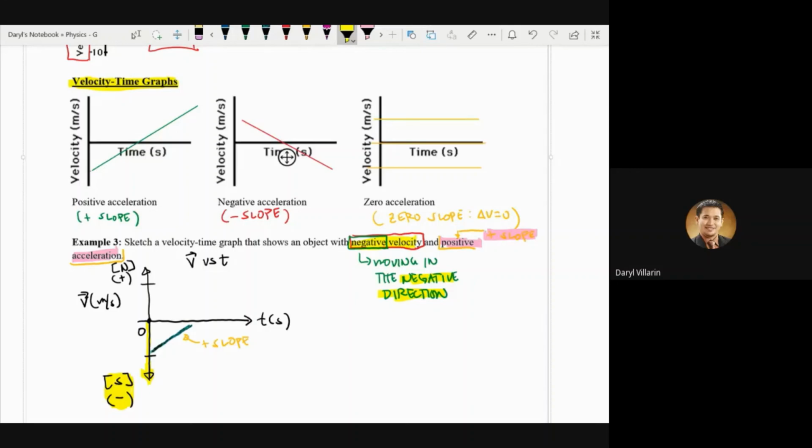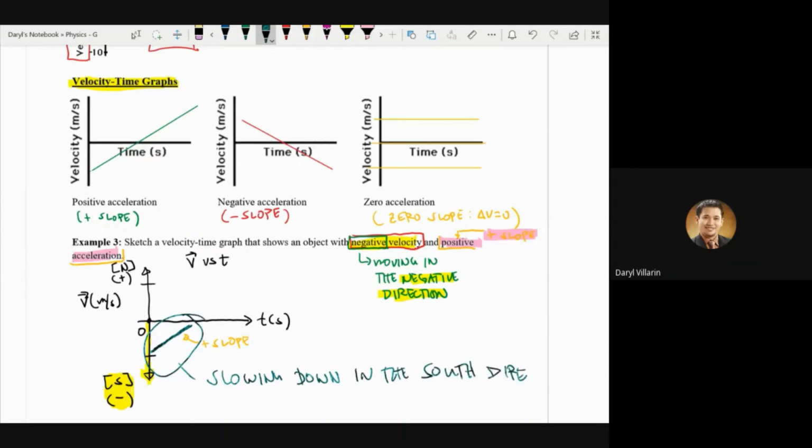In this particular case, you can think of this object as slowing down, because the magnitude is getting close to 0. It's slowing down. This is just the example that I mentioned earlier.